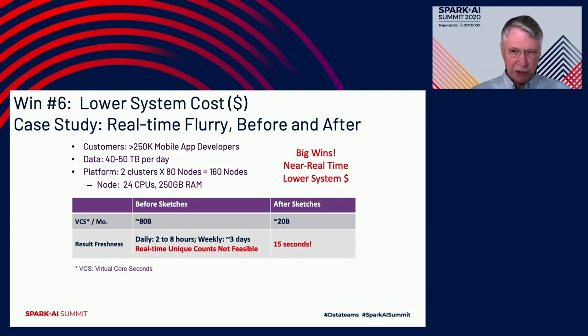And this is not just for answering one query. This is the overall system, which was answering many other types of queries at the same time. This is the entire product that Flurry was offering to its customers. So it went from, before sketches, in terms of virtual core seconds, 80 billion core seconds per month down to 20 billion per month. So it's 1/4 the amount of resources to provide answers in a matter of seconds, where before sketches, it was virtually impossible to provide anything close to real time.